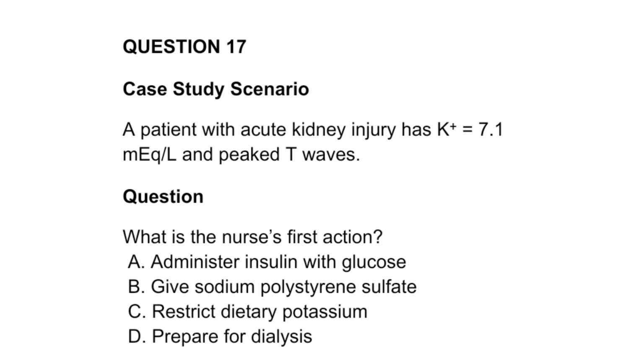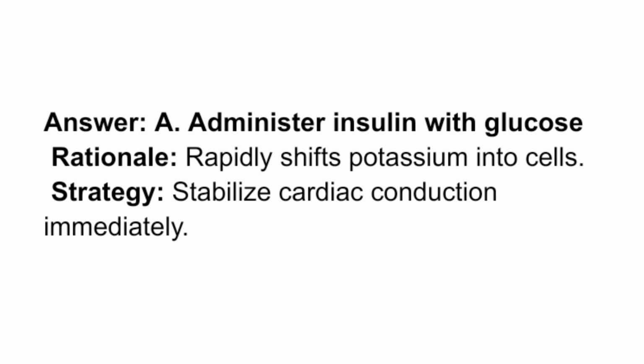Case study scenario. A patient with acute kidney injury has K equals 7.1 milliequivalents per liter and peaked T waves. Question: what is the nurse's first action? A. Administer insulin with glucose. B. Give sodium polystyrene sulfate. C. Restrict dietary potassium. D. Prepare for dialysis. Answer: A.